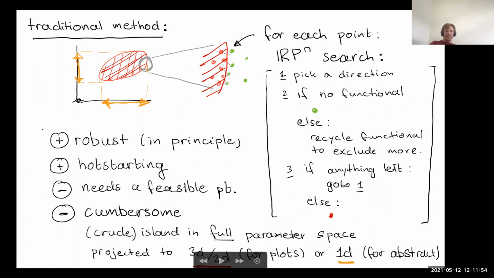If you find a functional and you excluded that particular direction in the real projective space, one of the tricks that you can use is that you can recycle this functional to exclude a bigger subset of this real projective space. So you carve out a chunk of this real projective space, and if there's anything left after carving out this chunk, then of course you have to restart, pick a new direction, and so on. And if there's nothing left, then you can mark the point.